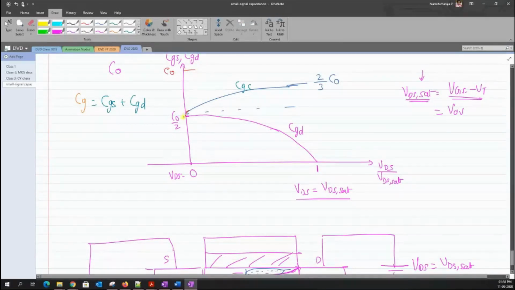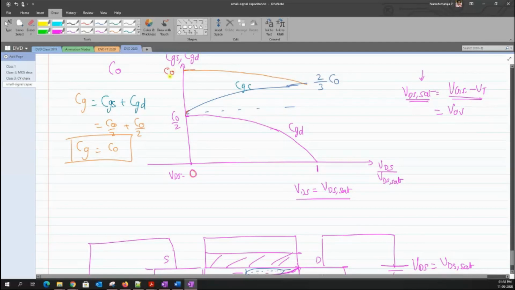At this particular point, the value would be equal to C0 by 2 and C0 by 2 when the value of VDS is 0. So when we add both these quantities, we have the gate capacitance equal to C0, and I start from here. As I move along the x-axis, they both sum up, it gets reduced and reaches this particular value.